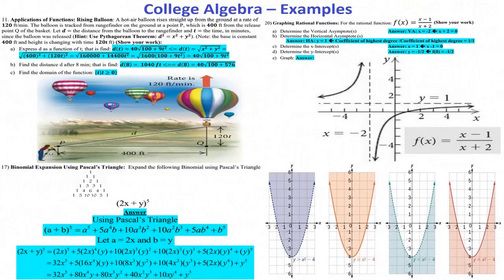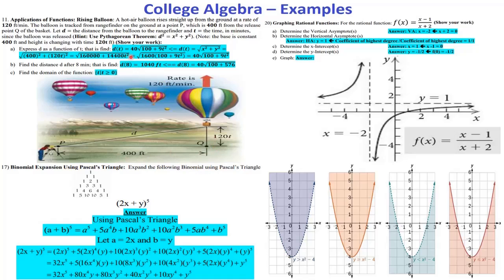Here also I have some examples of college algebra. This example is a rising balloon. So you are standing here and you are watching a balloon rise, and it's rising at 120t. So t is time. The distance between you and the balloon is d, and the distance between you and the base is 400, and that is constant.